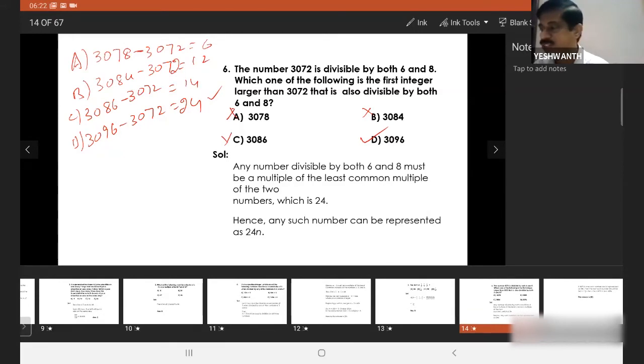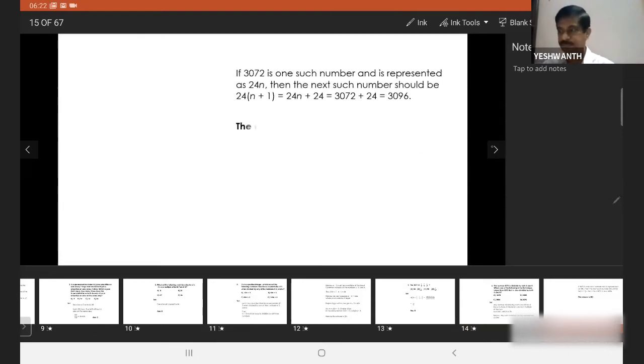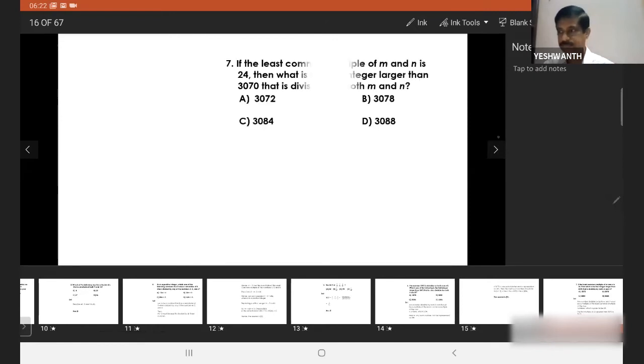Yes, children, let us go to the next question. So look at this. If the least common multiple of m and n is 24, then what is the first integer larger than 3070 that is divisible by both m and n? That means the difference between the given options and 3070 should be a minimum multiple of 24. If that happens, then that is the answer.